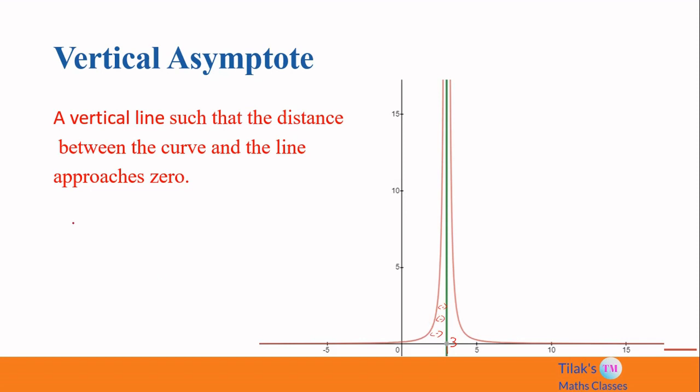So whenever there exists a value of x equal to a such that the limit as x tends to a of f of x is equal to plus or minus infinity, the curve approaches infinity vertically. So the line x equal to a becomes a vertical asymptote.